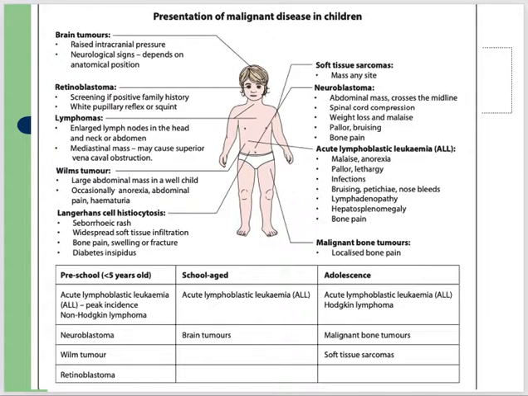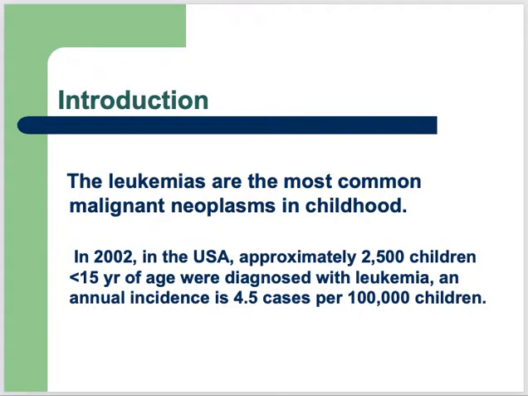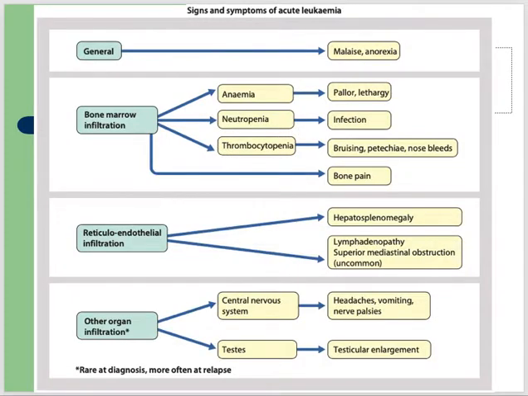We will discuss that in a while, but for example, if I talk about leukemias, guys, this slide has a lot of details about leukemia. And leukemia is the most common malignant neoplasm, right, as I told you. So the mean age of diagnosis of leukemia is around 2 to 5 years of age, and ALL being the most common.